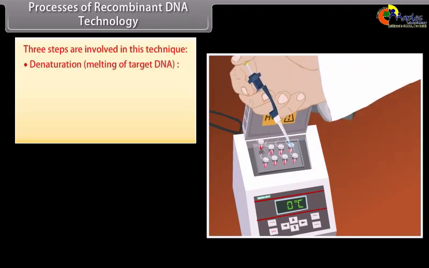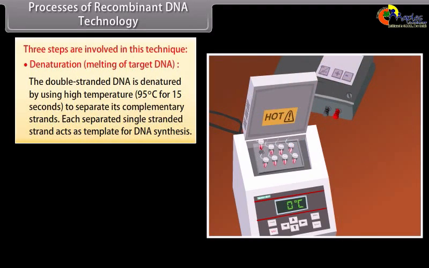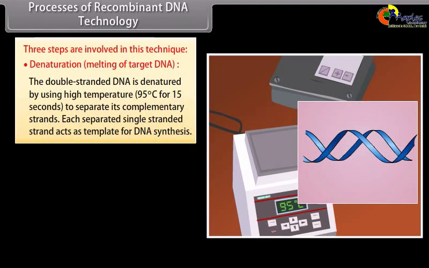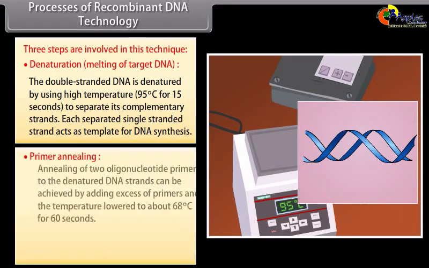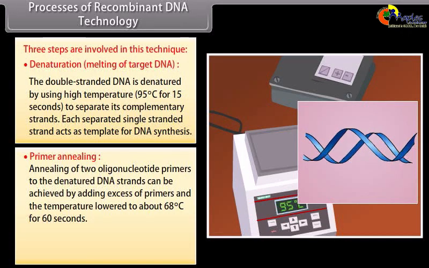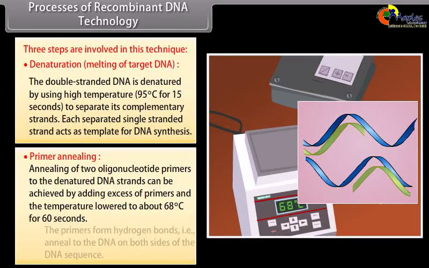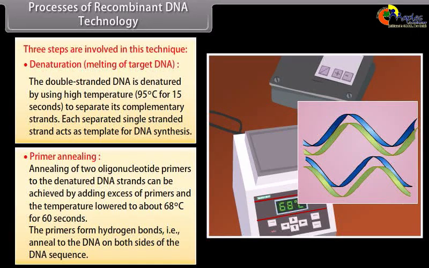Denaturation, melting of target DNA. The double-stranded DNA is denatured by using high temperature, 95 degrees Celsius for 15 seconds to separate its complementary strands. Each separated single-stranded strand acts as template for DNA synthesis. Primer annealing. Annealing of two oligonucleotide primers to the denatured DNA strands can be achieved by adding excess of primers and the temperature lowered to about 68 degrees Celsius for 60 seconds. The primers form hydrogen bonds, annealing to the DNA on both sides of the DNA sequence.